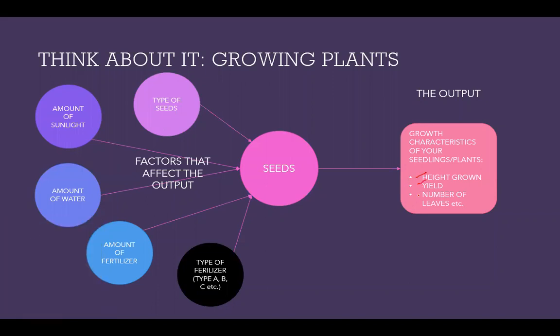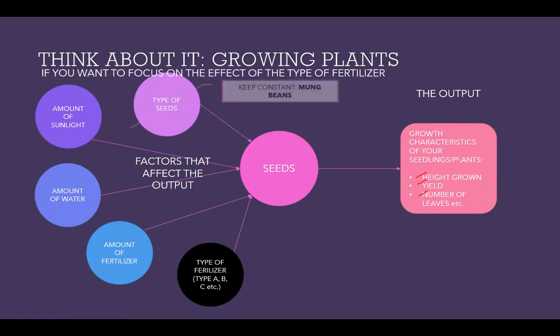So to pick up where I last left off, all of these factors affect the output: the growth characteristics of our seedlings and plants. However, if you want to focus on the effect of the type of fertilizer, you have stuff that we have to keep constant. So we could keep constant the type of seeds. So set it to one plant to make it easier. We could keep constant the amount of sunlight.